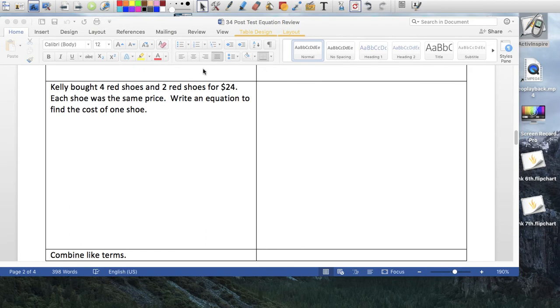Kelly bought 4 red shoes and 2 red shoes for $24. Each shoe was the same price. Write an equation to find the cost. So she bought 4 red shoes and 2 shoes for $24. So the total was 24. Each shoe was the same price. Okay, so how many shoes did she buy? She bought 4 and 2, so she bought 6 shoes. I'll call it S for shoes. So 6 shoes equals $24. How much was one shoe? Divide by 6. Divide by 6. And one shoe equals $4.